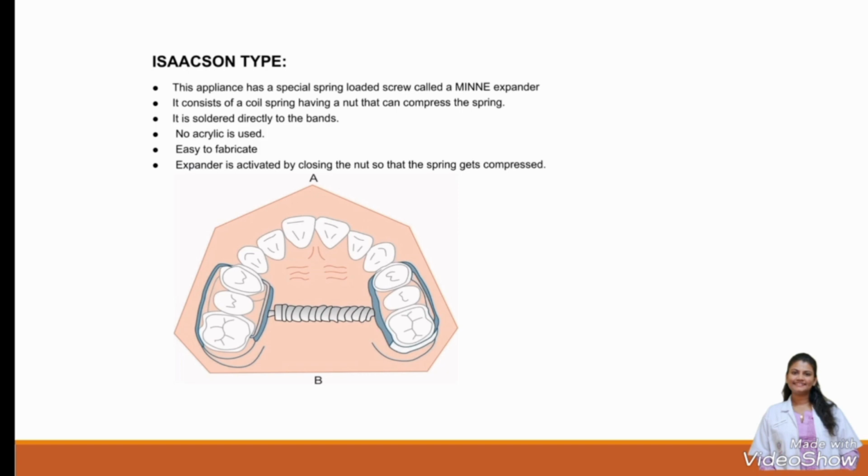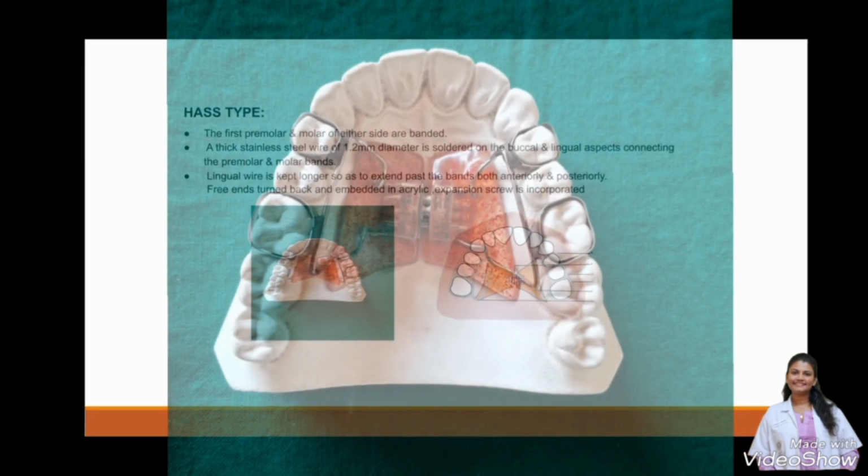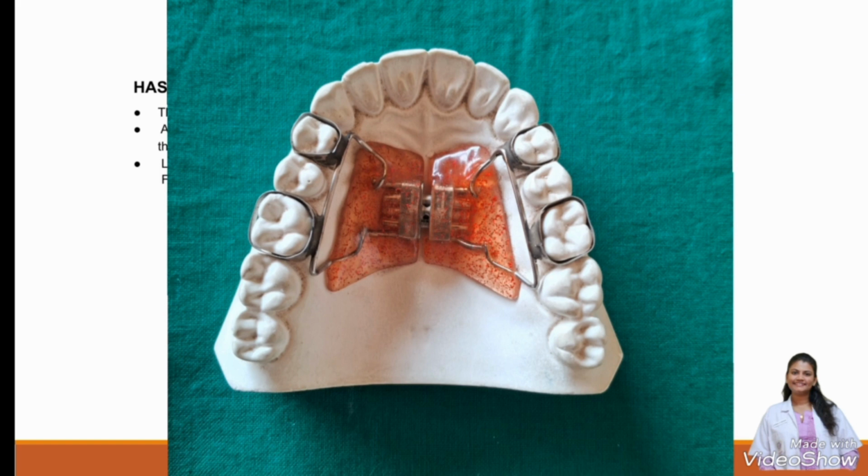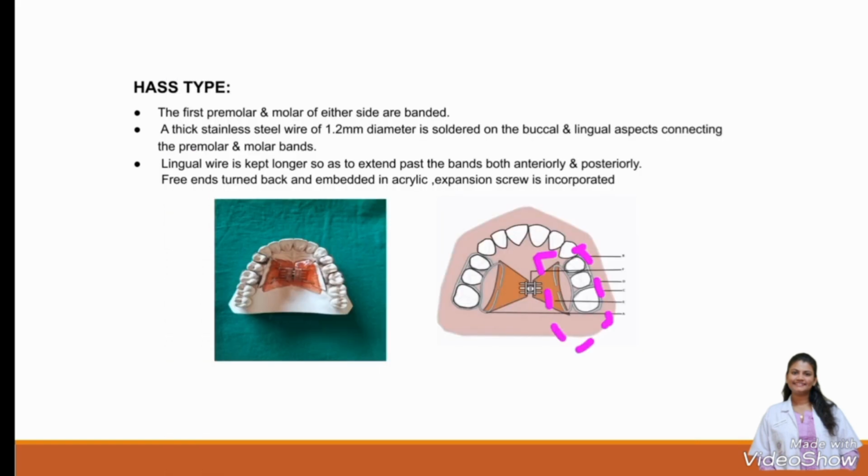Next, Haas type. This is a tooth and tissue borne appliance. In this appliance, the first premolar and molar on either side are banded. A thick stainless steel wire of about 1.2 mm diameter is soldered on the buccal and lingual aspects connecting the premolar and molar bands. The lingual wire is kept longer so as to extend past the bands both anteriorly and posteriorly. Free ends are turned back and embedded in acrylic. An expansion screw is also incorporated, as we can see in the picture below.